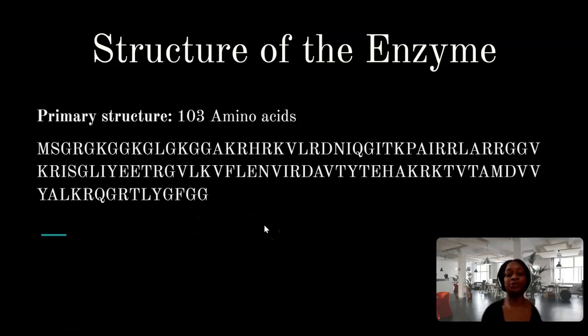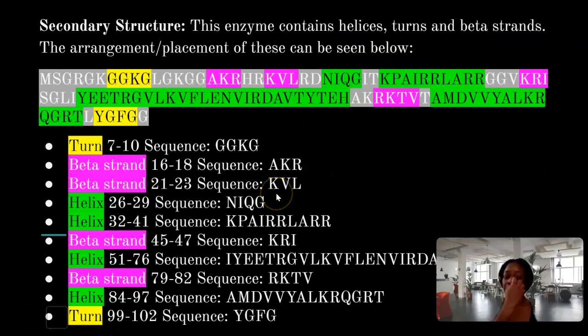Now, as we talk about the structure of the enzyme, the primary structure is 103 amino acids. You can see the sequence listed here. The secondary structure of this enzyme contains helixes, turns, and beta strands. The arrangement and placement of these can be seen below, as I have highlighted them so you can see the helixes, the beta strands, and the different turns of the enzyme. I have even listed out the number sequences that these are listed in and have separated these sequences for you to take a closer look at yourself.